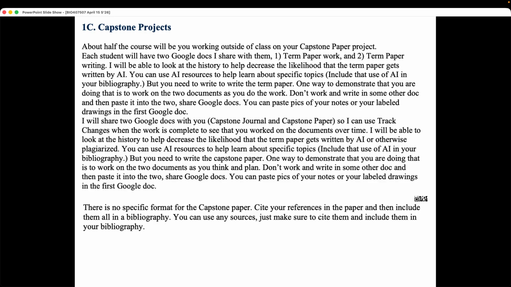About half the course, and that's true, about half your effort, half your grade, is going to be based on that capstone project, and each student will have two Google Docs: one is the term paper work or the journal, and the other is the term paper writing.